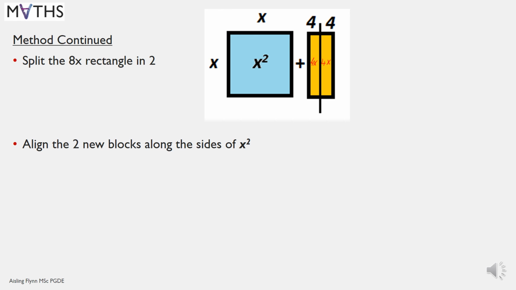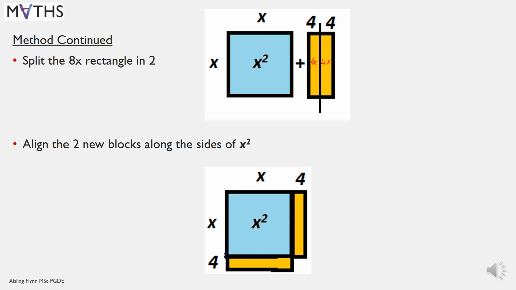So what we're going to do is reorientate those two rectangles, put them along the sides of the blue square, so that now the total length along the top is x plus 4, and the total length down the side is also x plus 4. What we're aiming towards is a square shape. Remember, it's called completing the square.